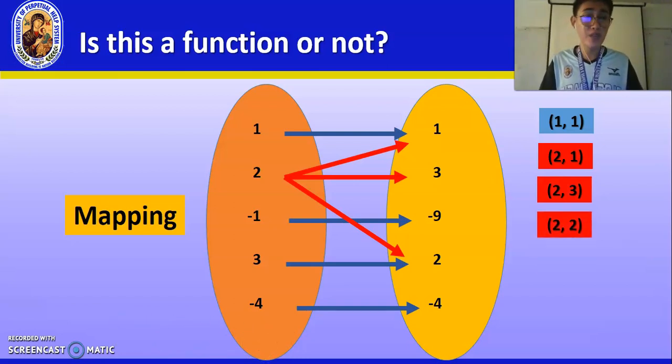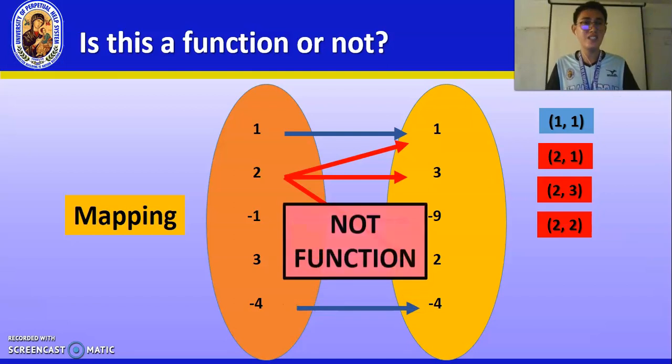Let's stop there, as we can already tell if this is a function or not. Is there a repetition, yes or no? Yes, there is a repetition of values in x, which is the value 2. Okay, so therefore we can say that this is not a function.